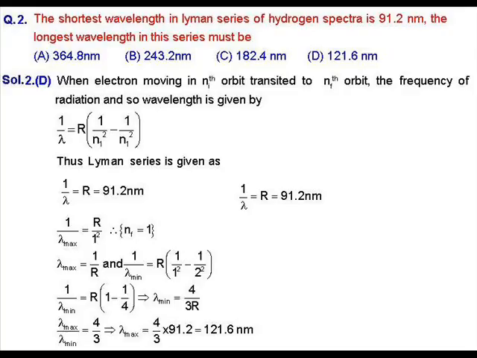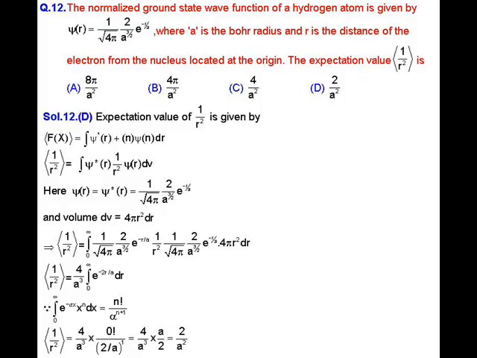Option D is correct. MCQ question number 12. The normalized ground state wave function of the hydrogen atom is given by psi of r equals 1 over square root of 4 pi, 2 divided by a to the power 3 by 2, e to the power minus r by a, where a is the Bohr radius and r is the distance of the electron from the nucleus located at the origin. We have to find the expectation value of 1 by r square.